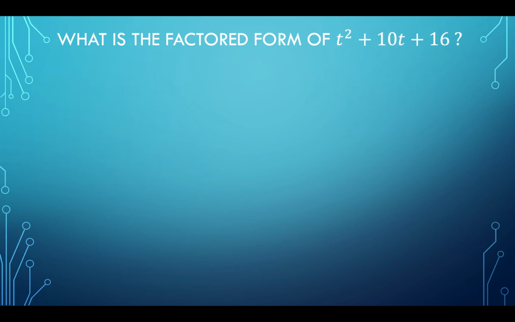How about this one? What's the factored form of t squared plus 10t plus 16? Okay, well, they're both greater than 0. This number right here is greater than 0, and this number right here is greater than 0. So since they're both greater than 0, they're both going to be what? Positive. So we're looking for factors of 16 that add up to 10.